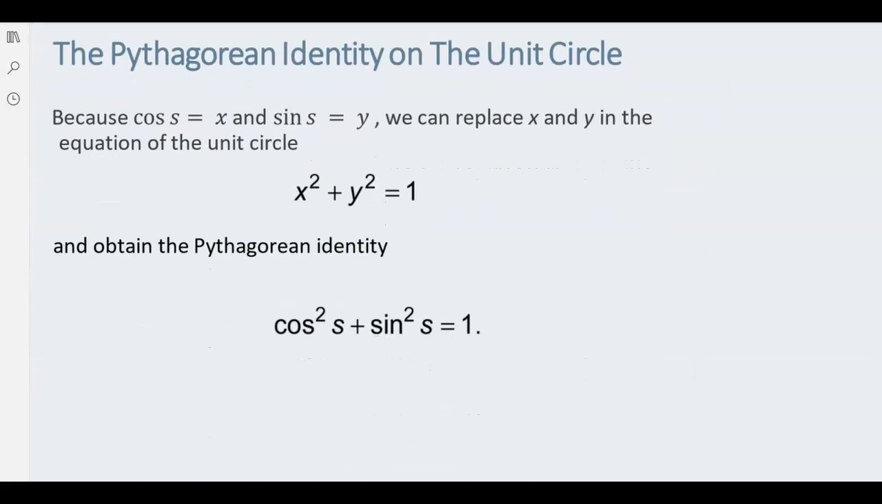We talked about this as far as the Pythagorean identity, but because we are now defining x to be the cosine of s, and we're defining y to be the sine of s, exchanging those into this Pythagorean identity, we get that the cosine squared plus the sine squared is equal to 1. And this is the first Pythagorean identity, and we'll use this a lot in the upcoming weeks.